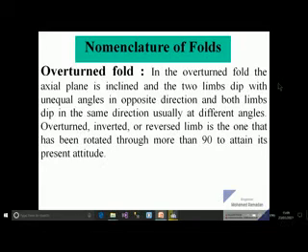There is another fold, they call it overturned, because the axial plane is inclined and both limbs dip in the same direction, usually at different angles. An overturned, inverted, or reversed limb is one that has been rotated through more than 90 degrees to attain its present attitude.